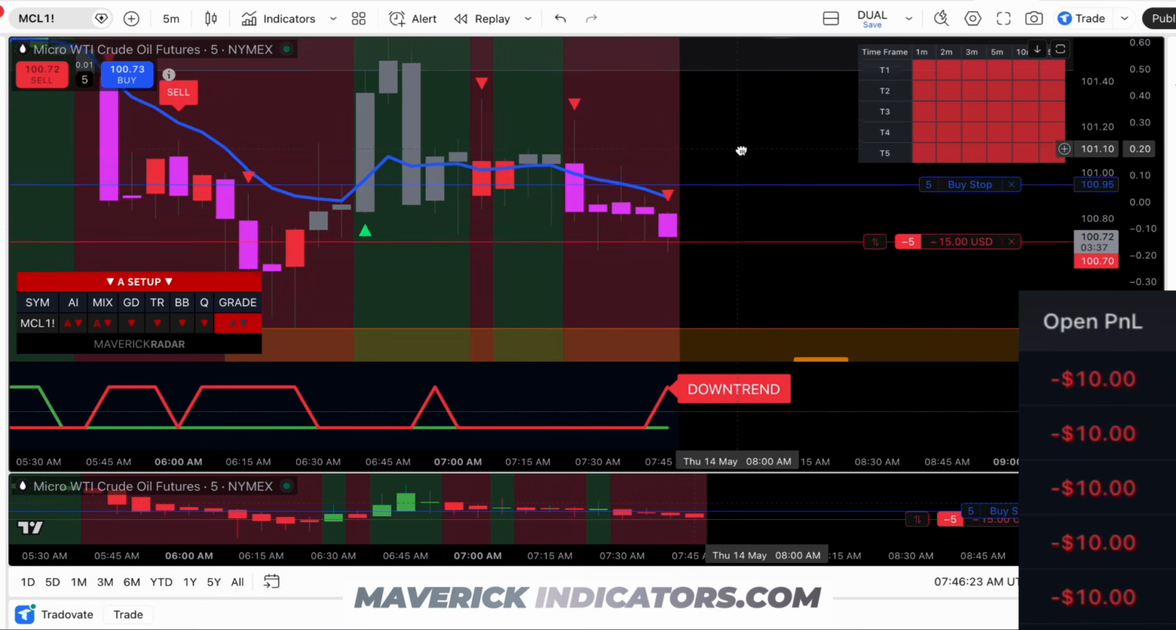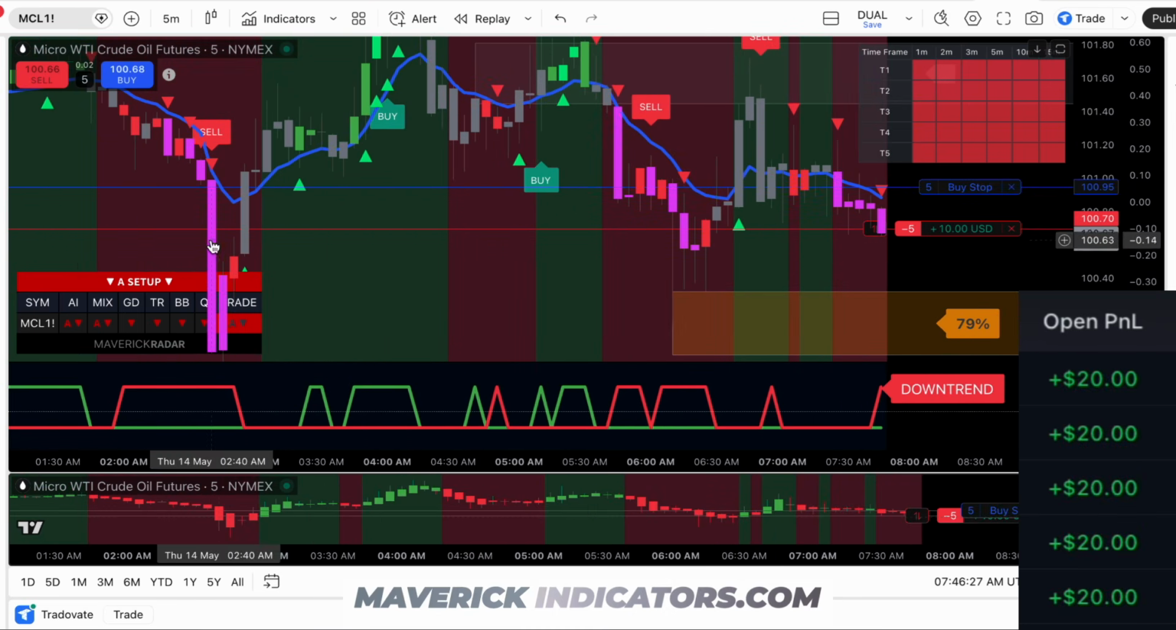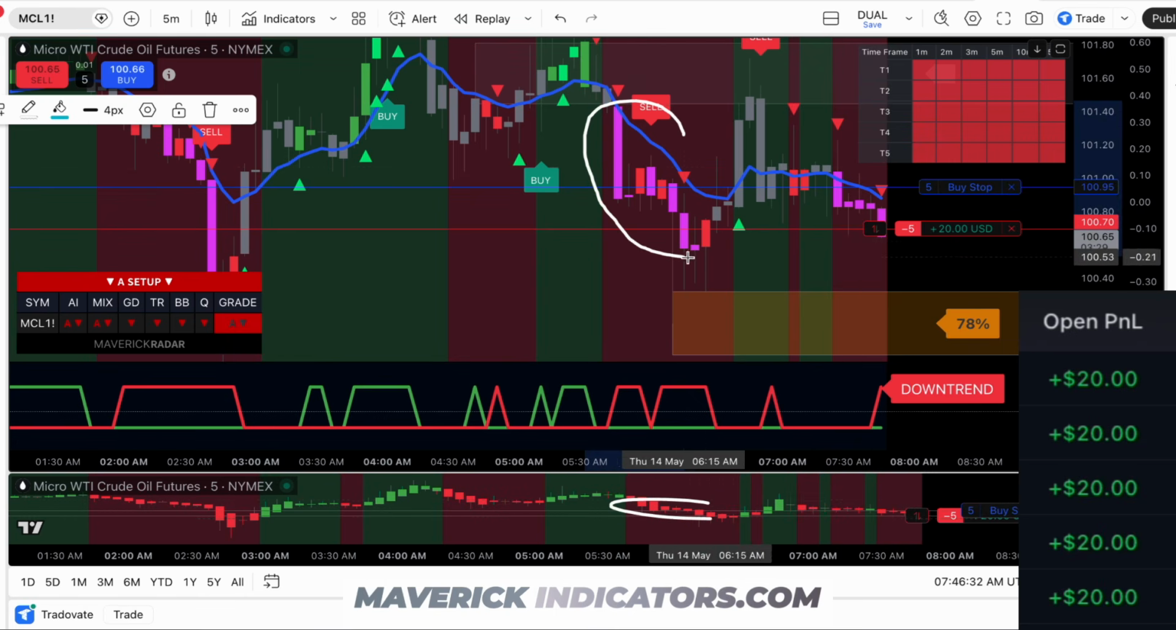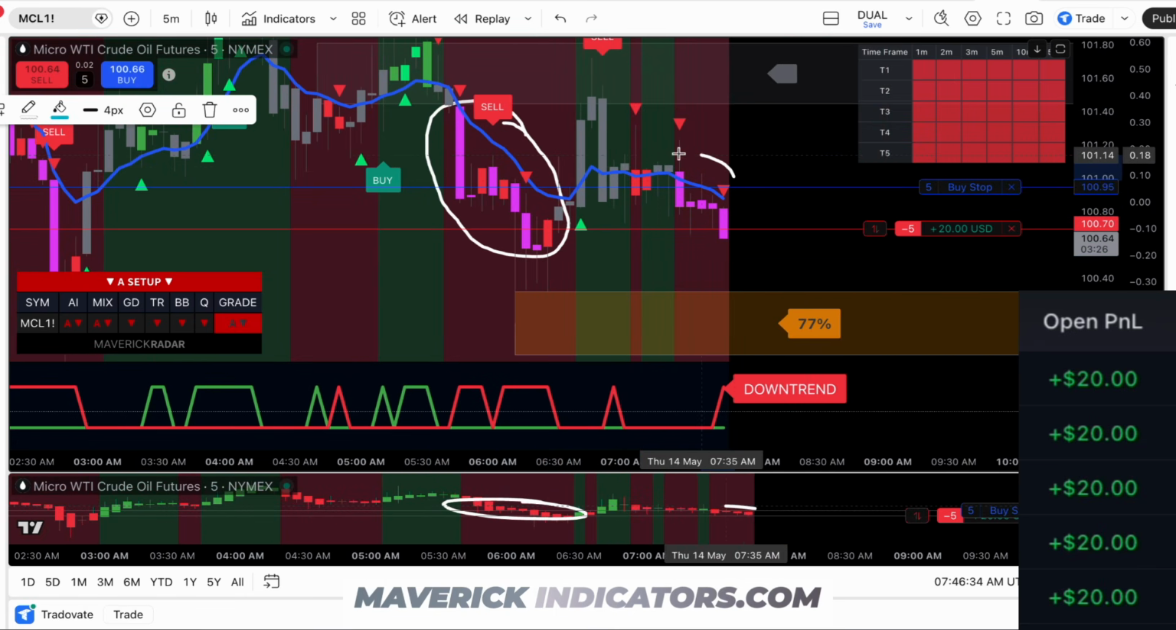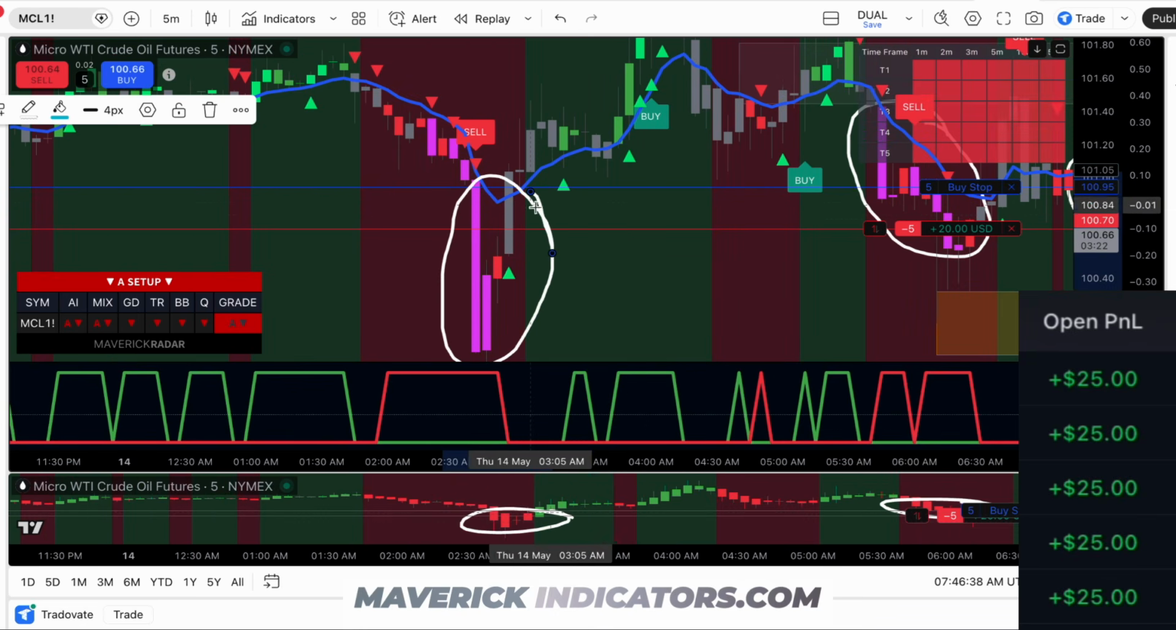The Maverick AI Pro colors your candles to the data, not to price and direction. What do I mean by that? If you see pink, it will most likely sink.